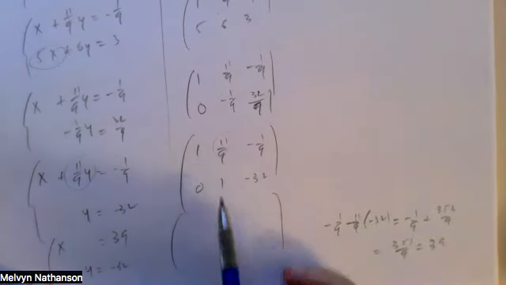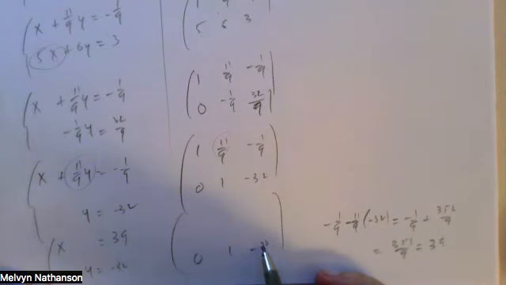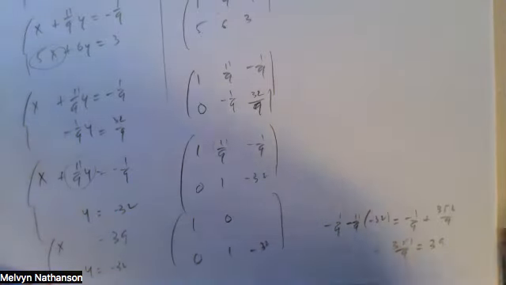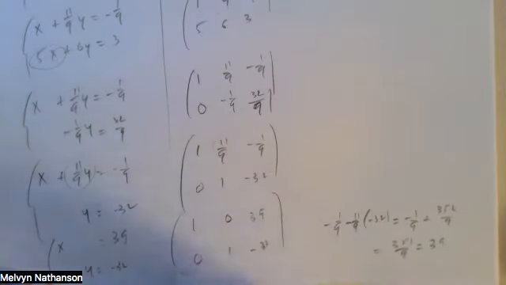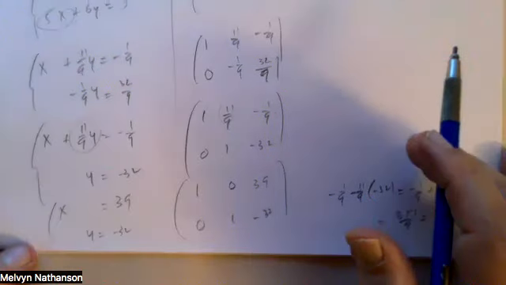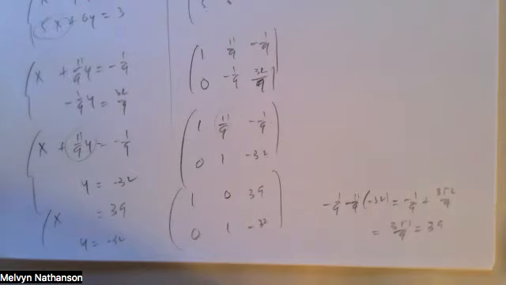And here, if I take the second row of the matrix, multiply it by -11 over 9 and add to the first row, I get 1, 0, 39. So it's exactly the same sequence of operations. It's somewhat more convenient to use the matrix.